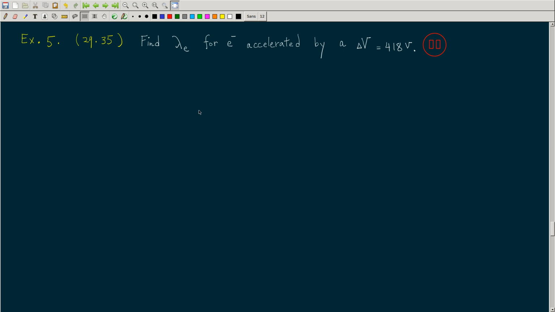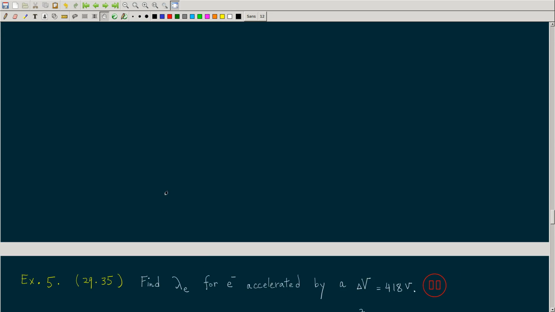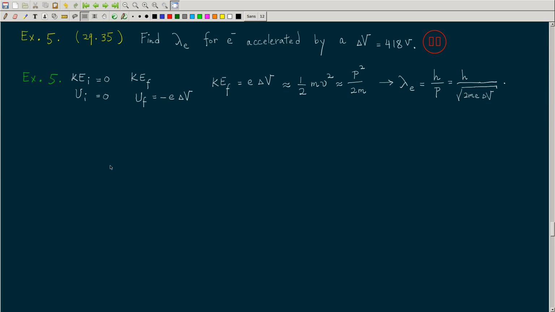Alright, exercise number 5. We want to find lambda for electrons which are accelerated by a potential of 418 volts. You can pause the video here and think about this problem. Try to find the de Broglie wavelength for an electron accelerated by this voltage. Now let's get to the solution. Let's scroll, it's going to appear. Alright.